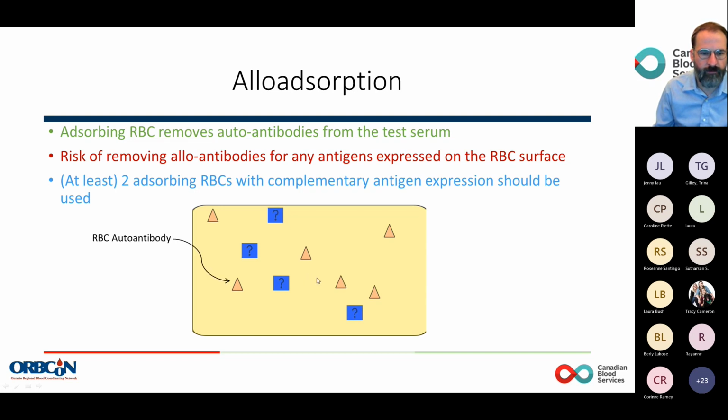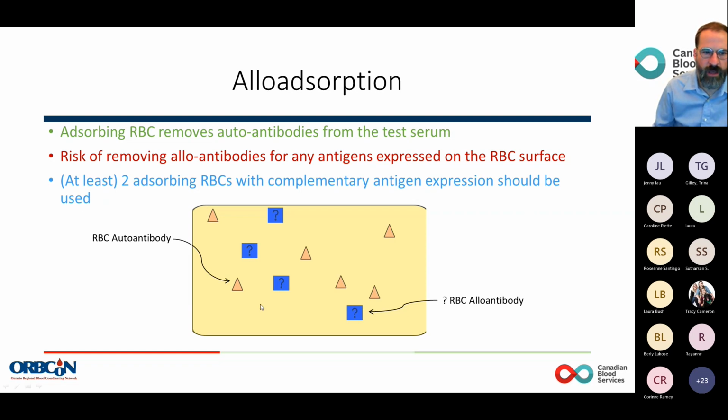And when we're using allogenic red cells, red cells that might express antigens that are different from the patient's own red cells, they could be removing antibodies that we just don't know are there, and we don't know they're being removed. So there's this risk of removing alloantibodies whenever we're performing an alloadsorption. That same risk isn't there when we're doing an autoadsorption, because it's the patient's own cells, and so by definition, it can't be removing alloantibodies. It can only remove the autoantibodies.